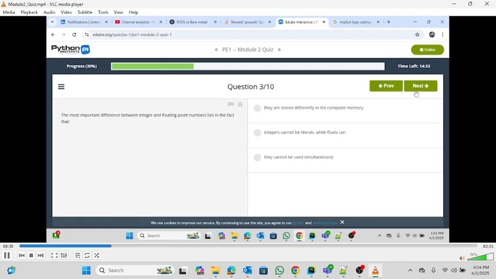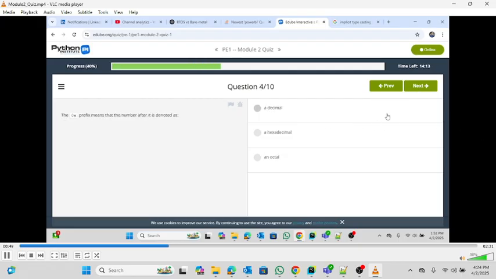Okay. The next one, the most important difference between integer and floating points is they are stored differently in the computer memory. Okay, so that is the first option. Select the first option, selected.